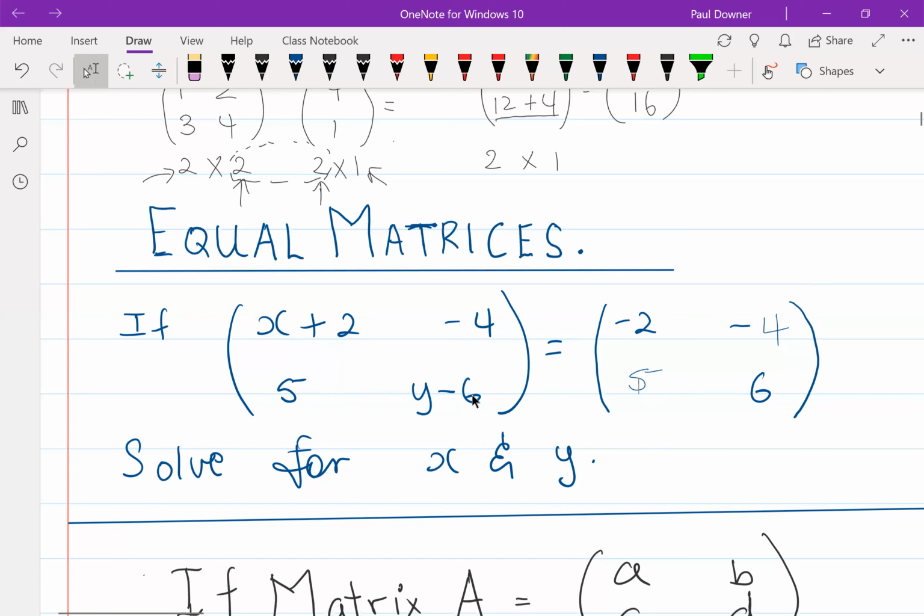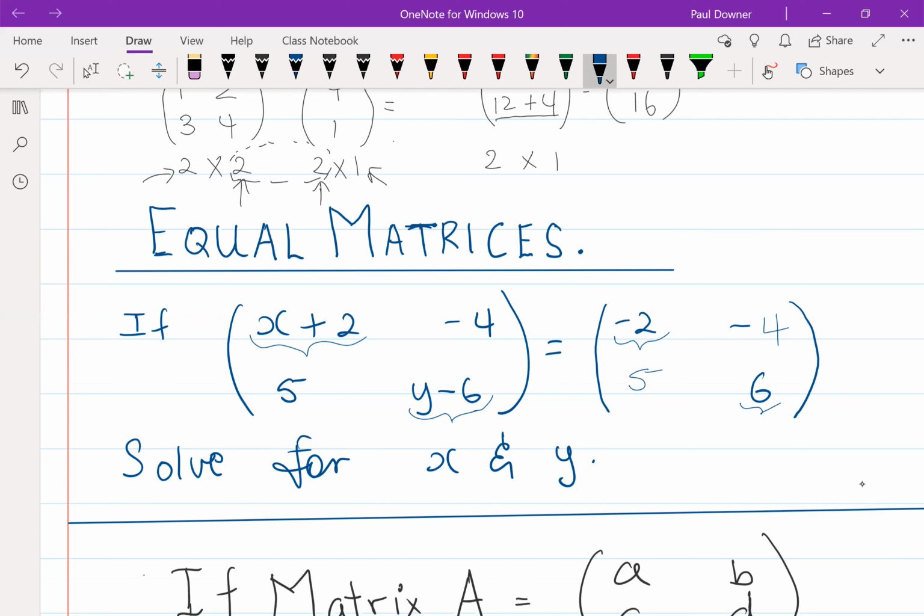Y minus 6 must be equal to 6, because this is the second element in the second row on the left, and it must be equal to the second element in the second row on the right. So this must be equal to this, right? So what we are saying is that x plus 2 must be equal to -2, and y minus 6 must be equal to 6. Those relationships will help us to solve for x and y respectively.